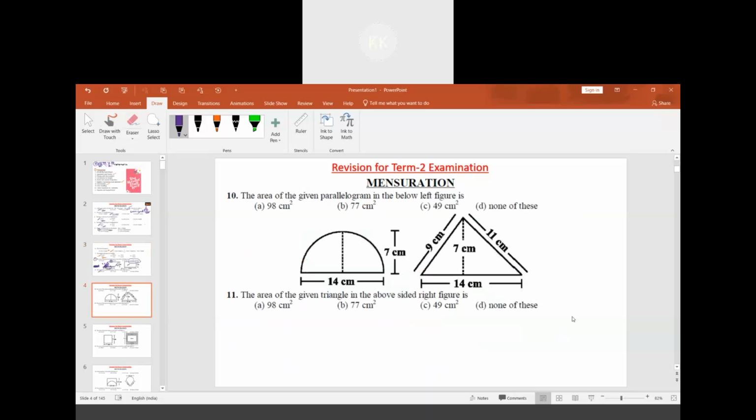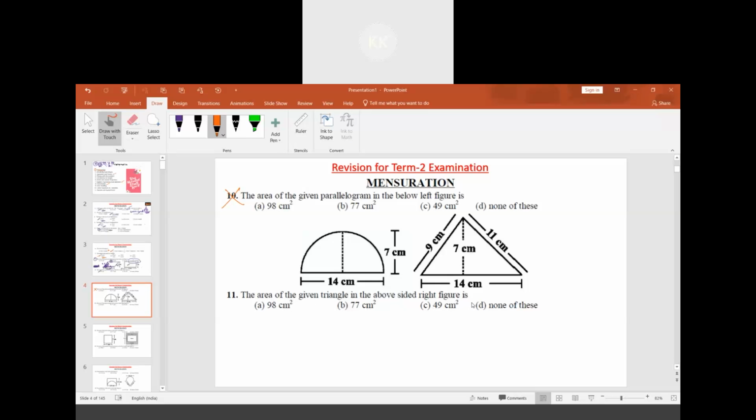Area of the given parallelogram in the below left figure. Where is the parallelogram? It's not there, sir. So omit this. The previous question was repeated. Yes, sir, the previous question is repeated. So neglect this 11th question also.